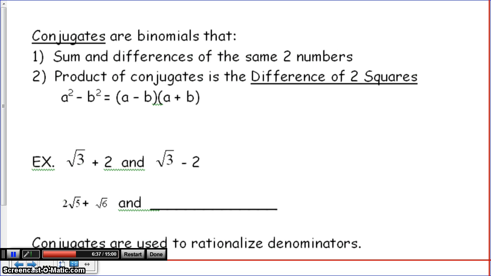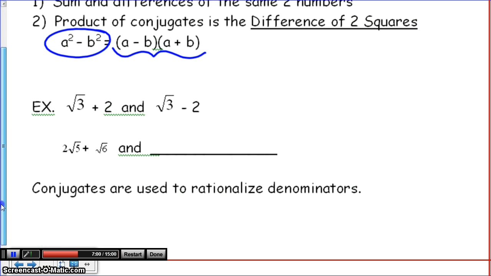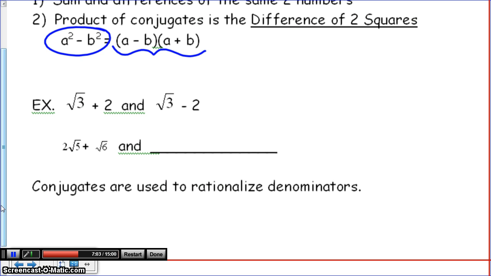Moving on to conjugates. Conjugates are binomials that first are the sum and differences of the same two numbers, and second, the product of conjugates is the difference of perfect squares. So what that means is that if I multiply two conjugates together, which is this part, I have the difference of perfect squares. What are conjugates, you say? They're the same two terms, one with addition and one with subtraction. So notice they both have the square root of 3, they both have a 2, the only difference is one has an addition and one has a subtraction sign.